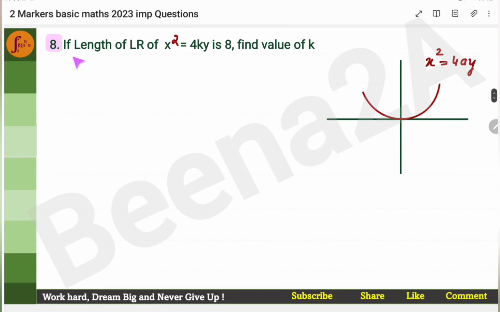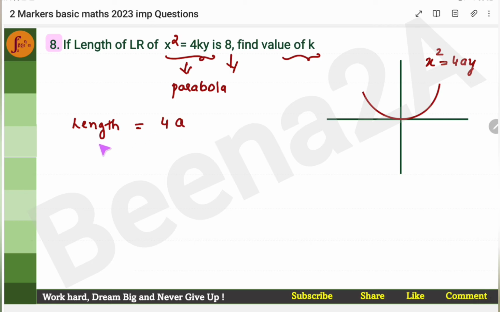Now we look at this particular problem. If the length of the latus rectum of this parabola equation is 8, find the value of k. For any kind of parabola, the length is always 4 times a. Now, equation is given, x square is equal to 4ky. So, let's get it in the general form. In the general form, equation would be x square is equal to 4ay.